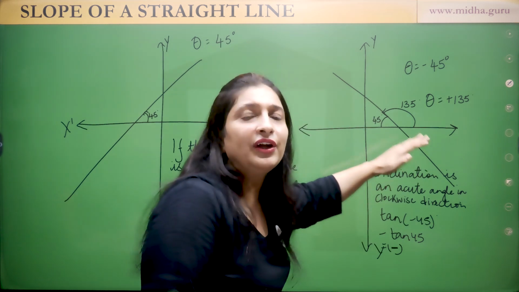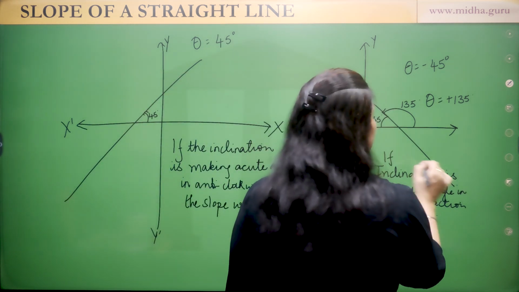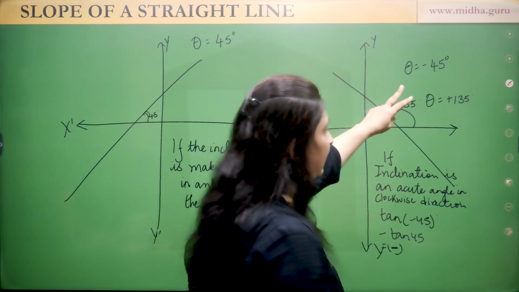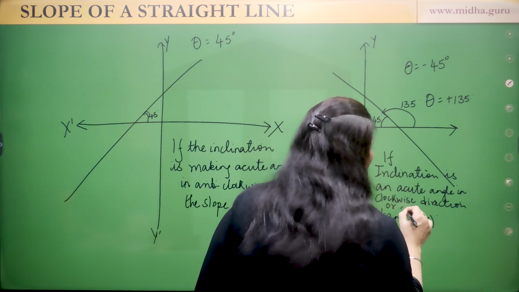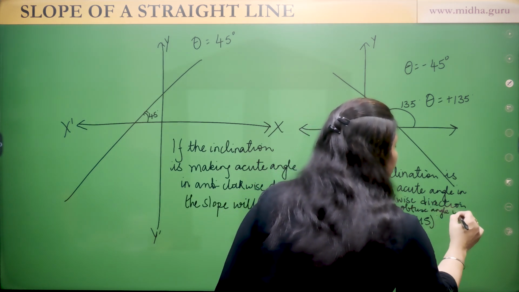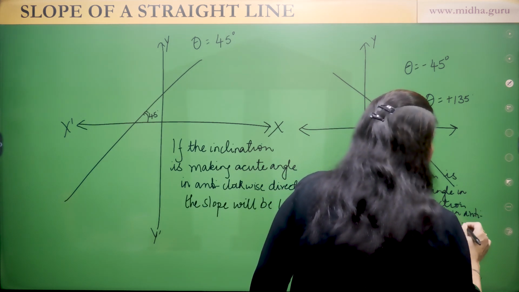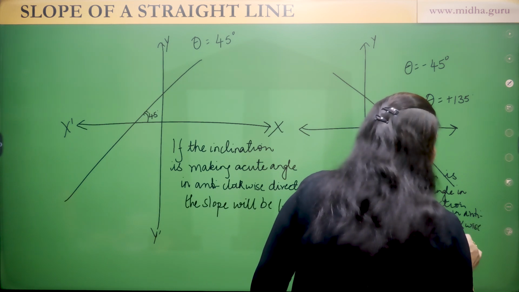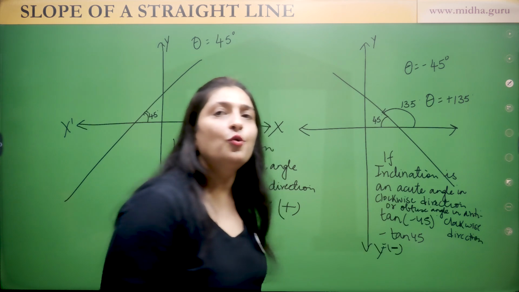It is negative. So what we can say, if the inclination is an acute angle in the clockwise direction, or we can add here, or obtuse angle in the anti-clockwise direction, then the slope is what? Then the slope is negative.